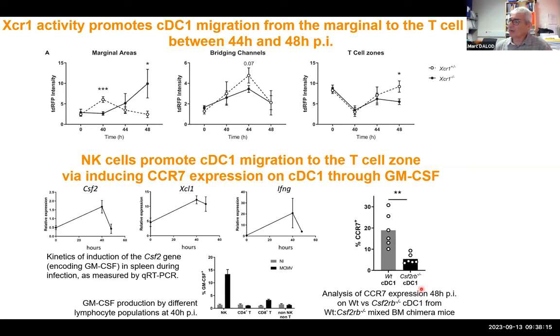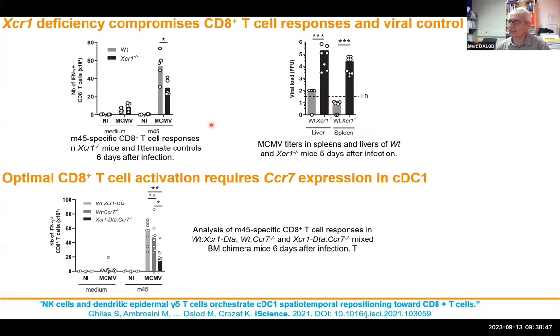And they looked in those mice at the maturation of cDC1 by flow cytometry, looking at CCR7 expression. And they found that in the same spleen of the same infected mouse, the GM-CSF receptor knockout cDC1s were not able to upregulate CCR7 as efficiently as the wild-type cDC1. So this strongly supports the hypothesis that NK cells promote cDC1 migration to the T cell zone by inducing CCR7 expression on cDC1 through GM-CSF. And there are other data supporting that in the paper.